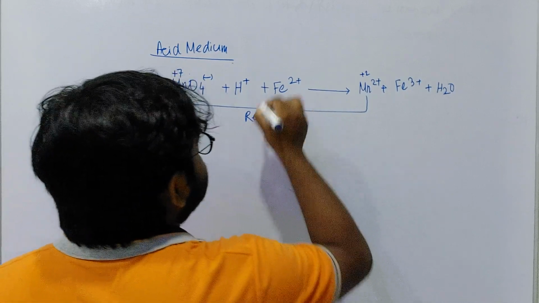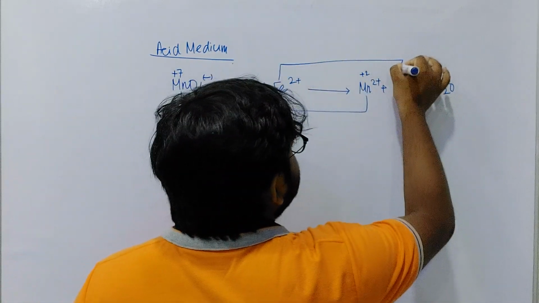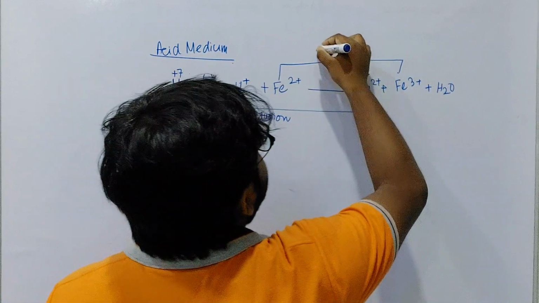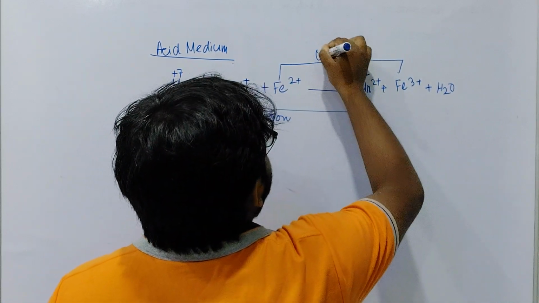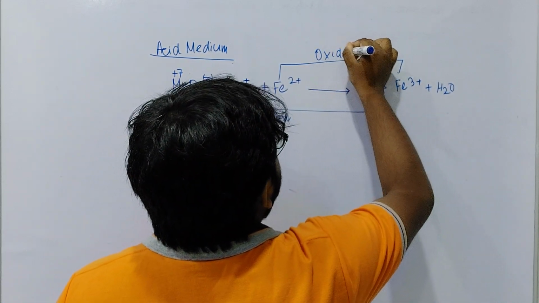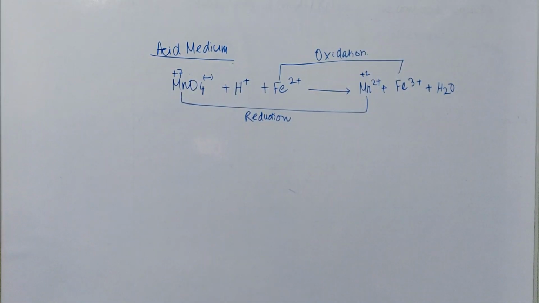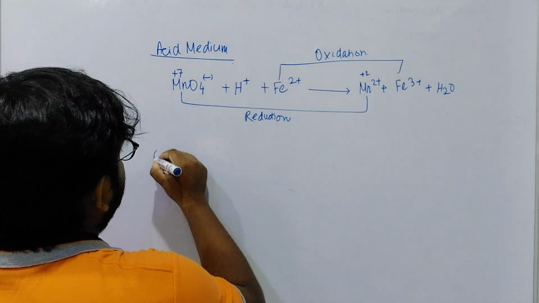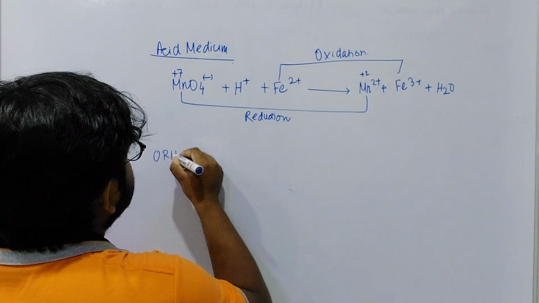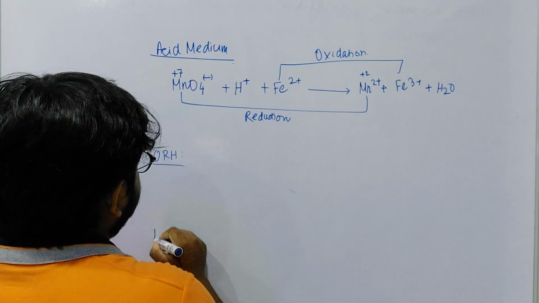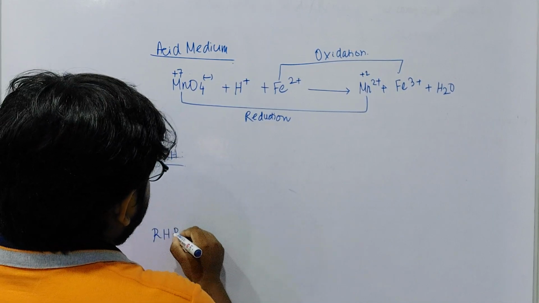Similarly, Fe2+ into Fe3+, we don't have to do any calculations. This is oxidation. Very simple. Now, what about the oxidation half reaction, and what about the reduction half reaction?